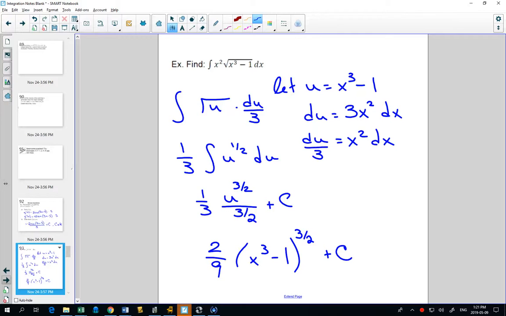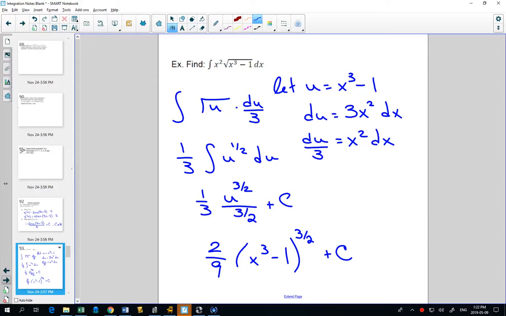So a little bit of review of integration by substitution. Again, how do you recognize integration by substitution? Well, first of all, it's a little bit easy if you can see one function inside of another function. In this case, can you see an x cubed minus 1 inside of the square root? That's giving you a hint that maybe you could use substitution.